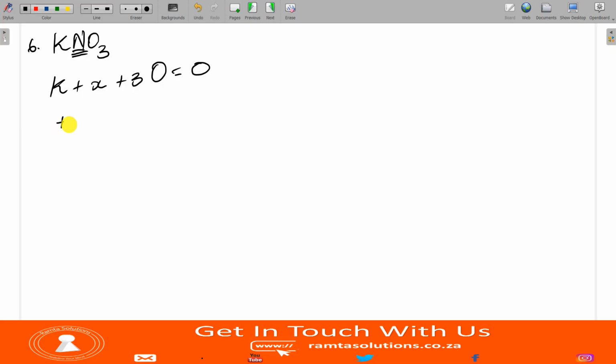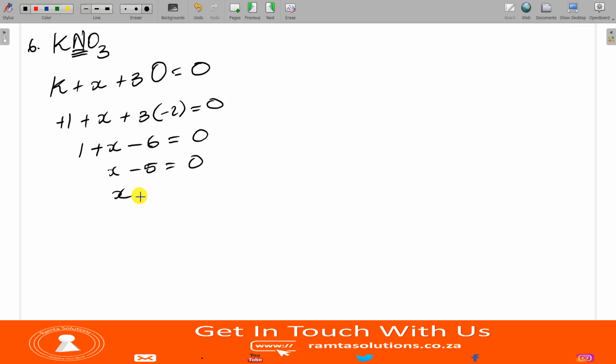So it is +1. Nitrogen, it's a known oxygen. Here, this oxygen, because it's bonded to all other elements, we just say its oxidation number is -2. Right? So what do we have here? We have 1 plus x minus 6 equals 0. So this is x minus 5 equals 0. Therefore, x equals +5. Okay, x equals +5.